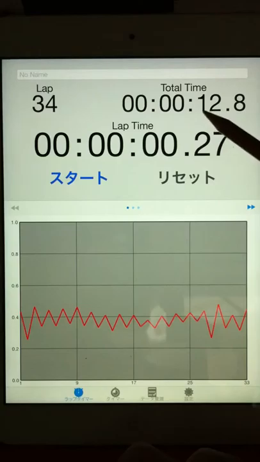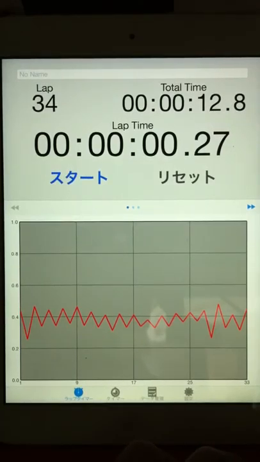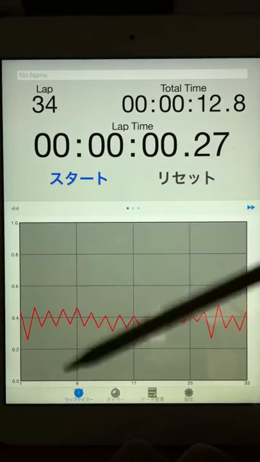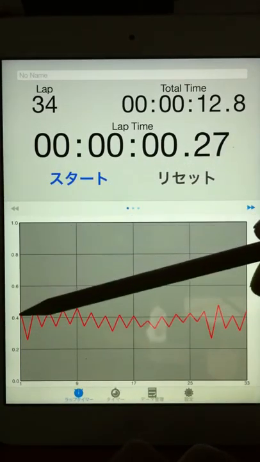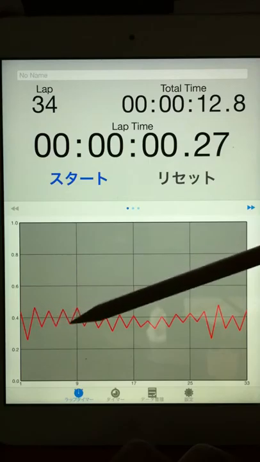Today, 12.8 divided by 3-4 laps, multiply front and back 2 equals 7.5, 0.75 second for 1 beat. Front back, regular, gradually.